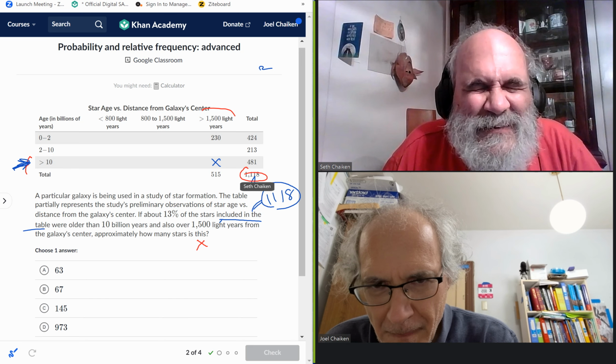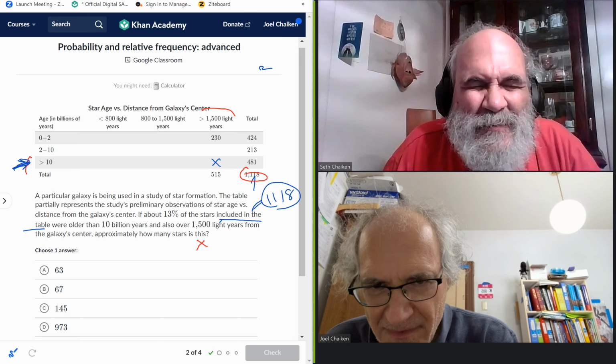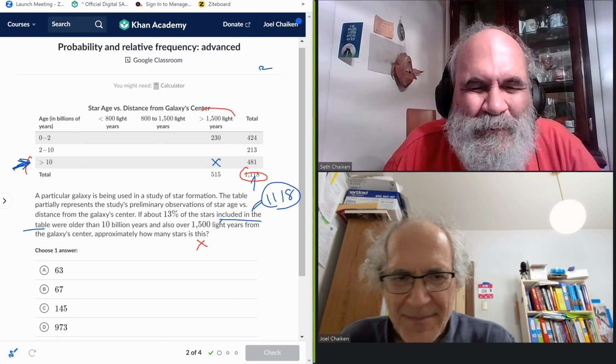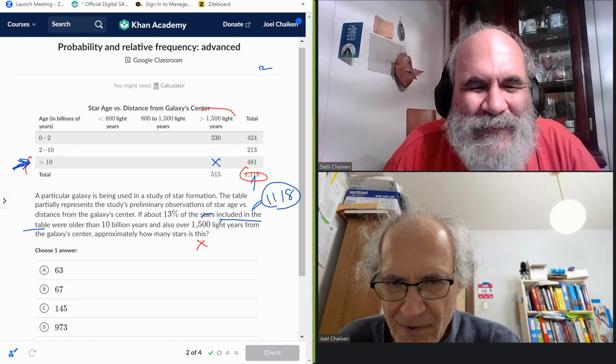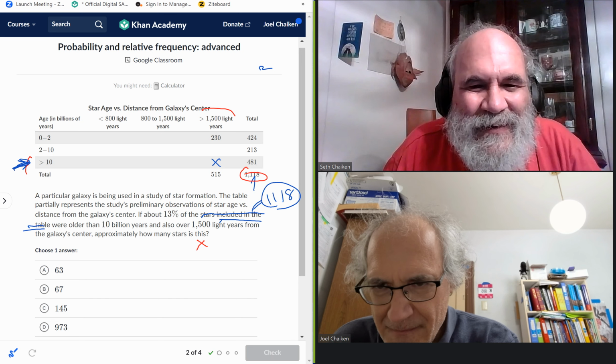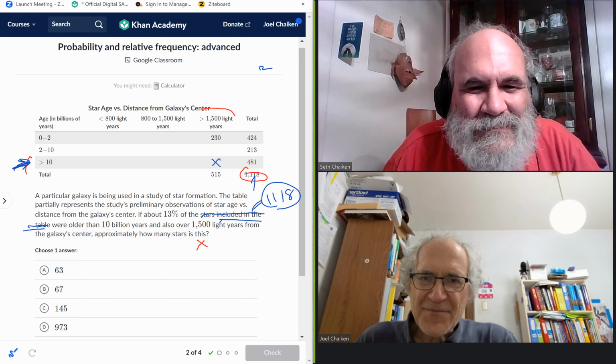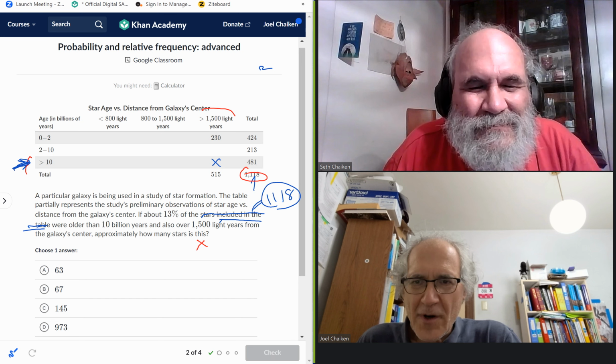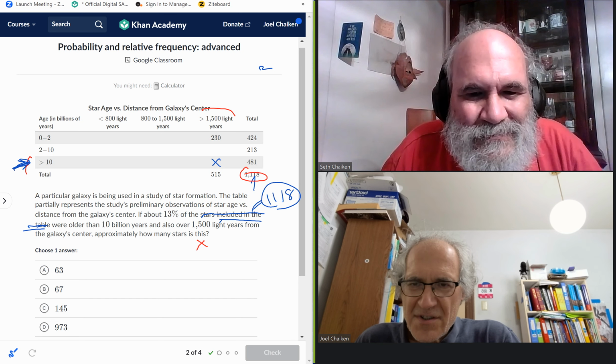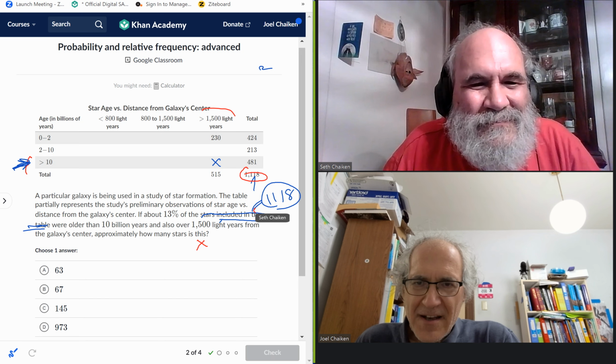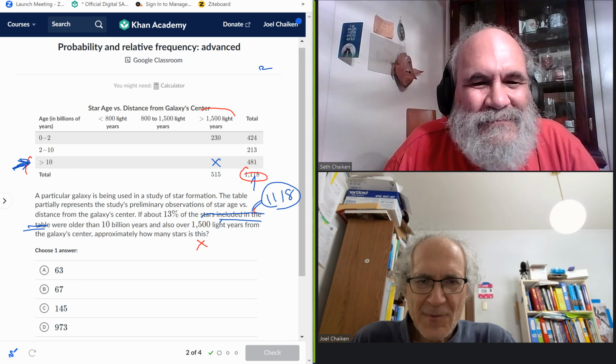1118. So we cross that out. Yeah, 1,118. I'm going to cross this out and replace that with 1118. If 13% of 1118 was X, then how many stars is that? Isn't that just 13% of 1118, right?